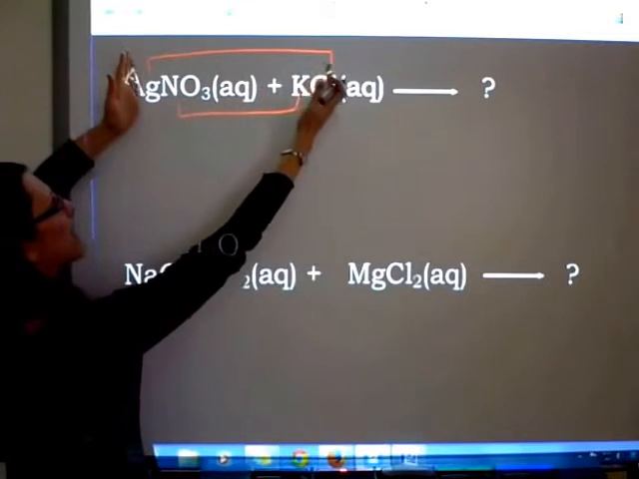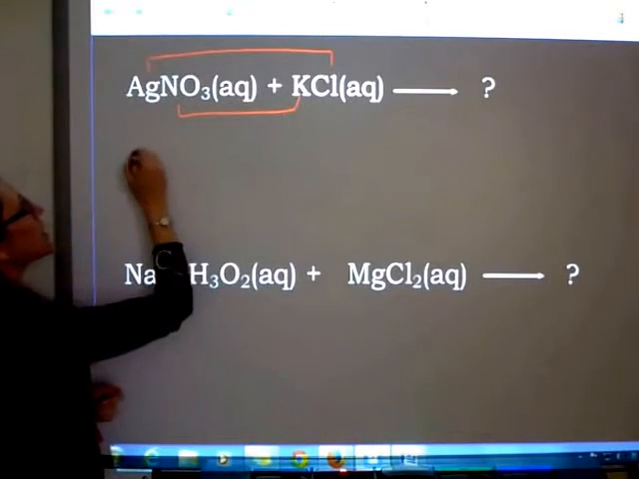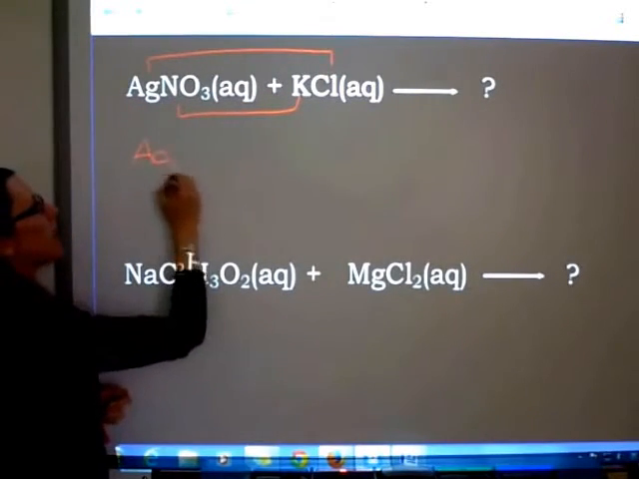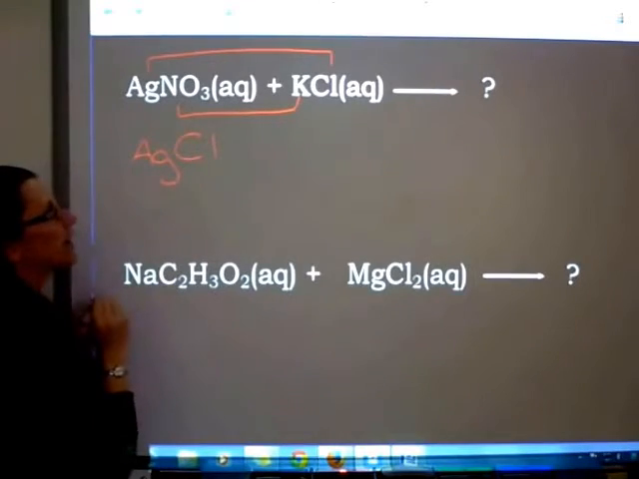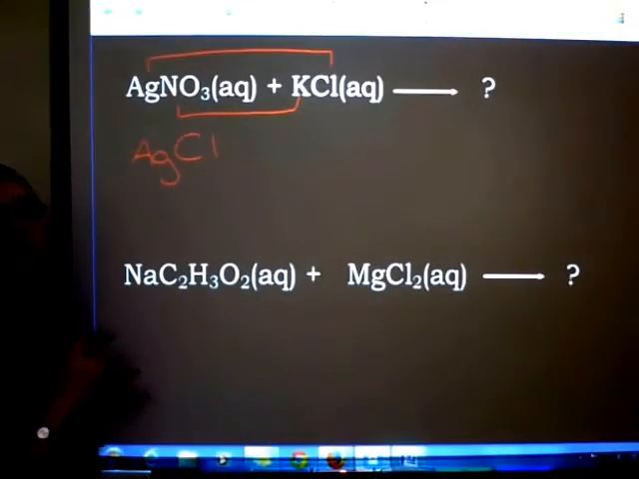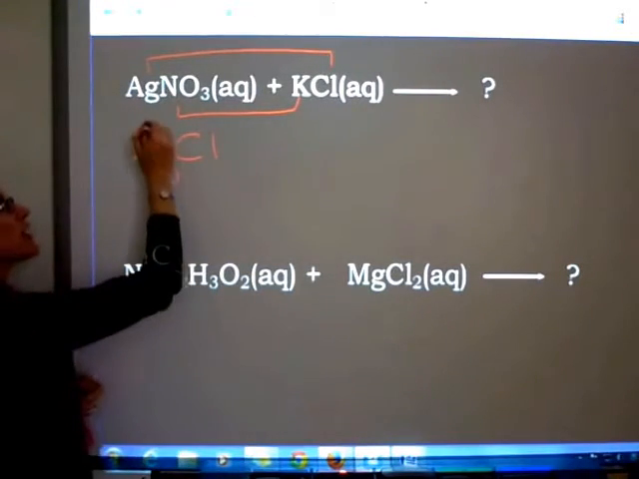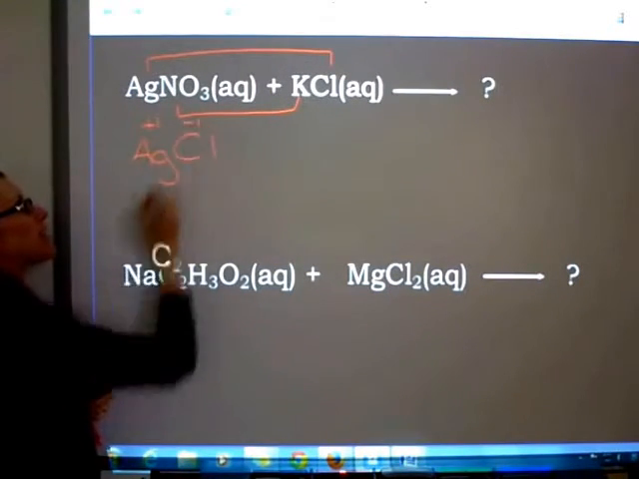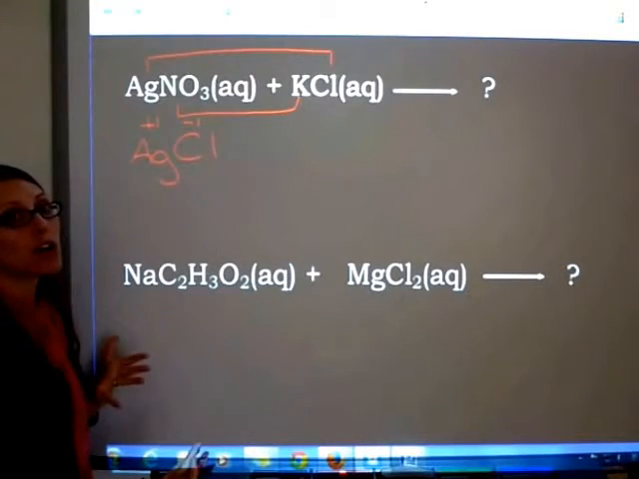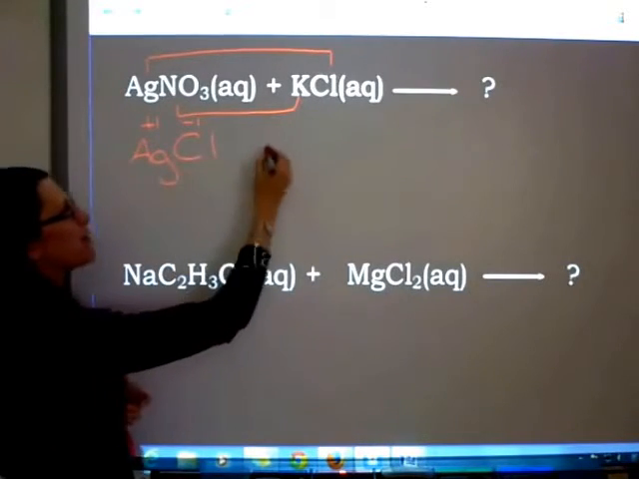So I kind of have an inner and an outer set. I'll take my silver, and that's going to be reacted with my chloride. And when I do this, I need to make sure I'm thinking about my charges. Silver has a +1 charge, chlorine has a -1 charge, so those charges cancel and I don't need any subscripts.